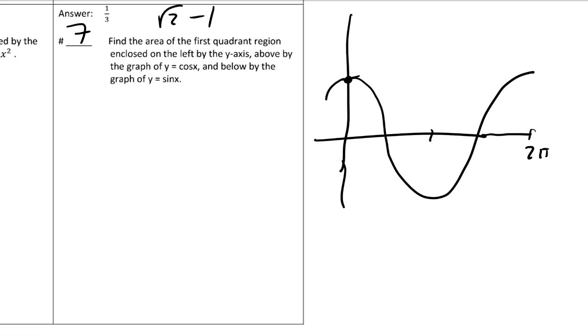Okay, and then we also have sine x. Sine x goes to the origin, and it looks like that. So in quadrant 1, also trapped in with the y-axis is this little piece in here.